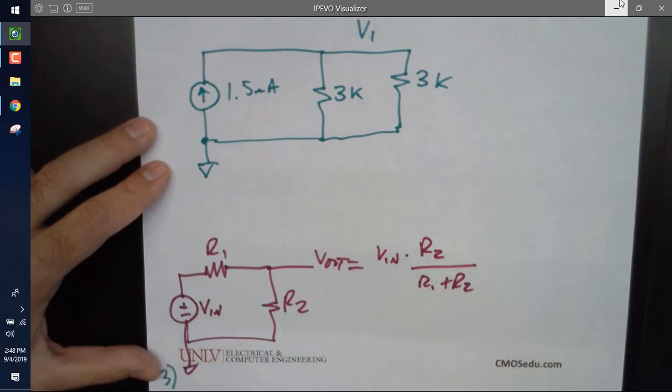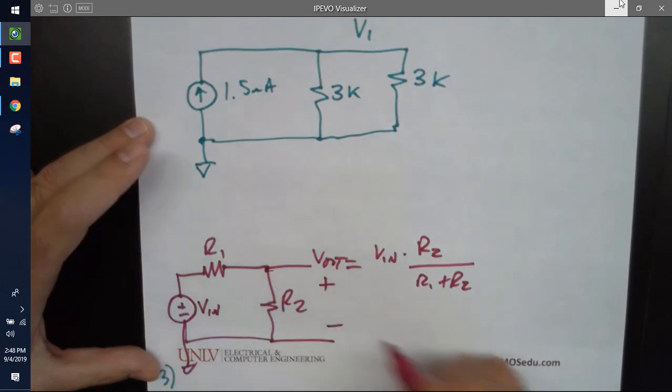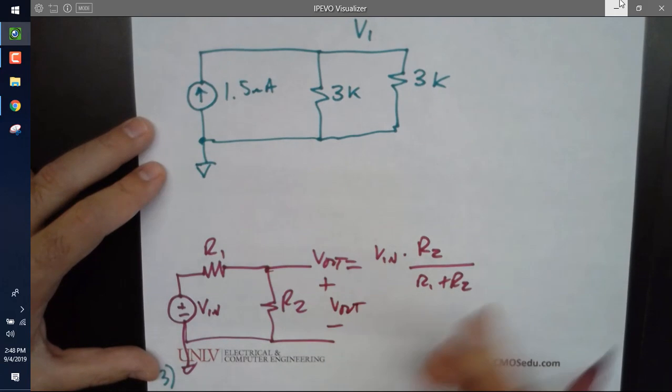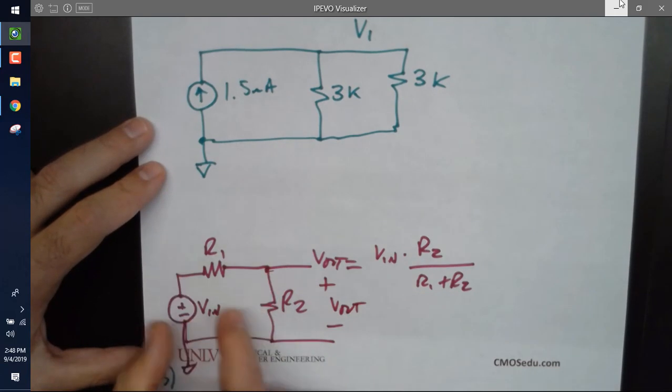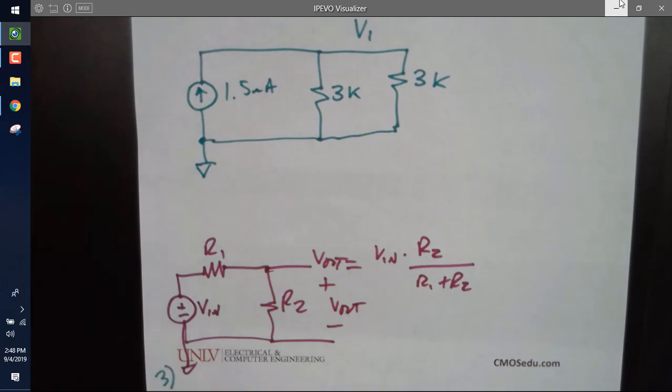Why R2? Because this is the voltage I'm getting across right here. If I wanted the voltage across R1, it would be R1 divided by R1 plus R2. You need to burn this into your head. It's like Ohm's law. You use this all the time.